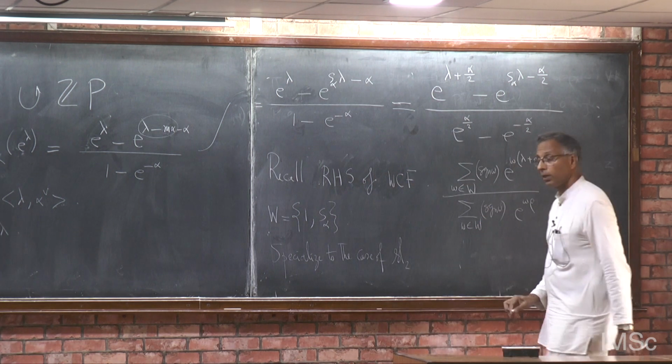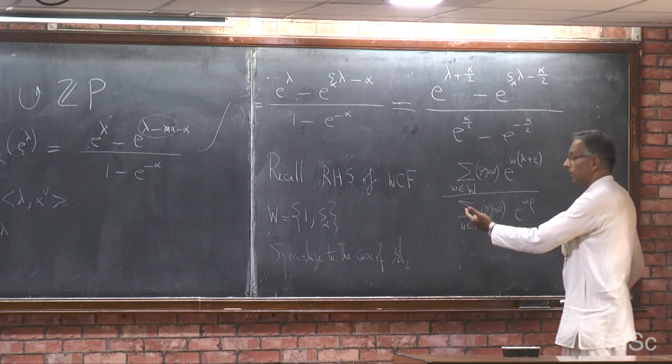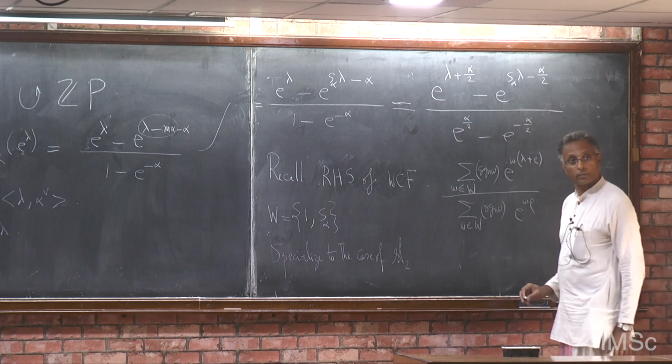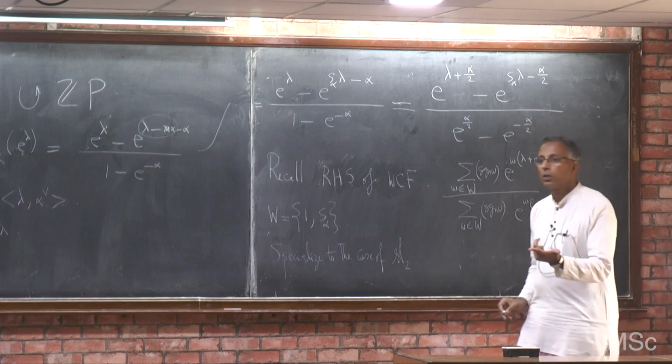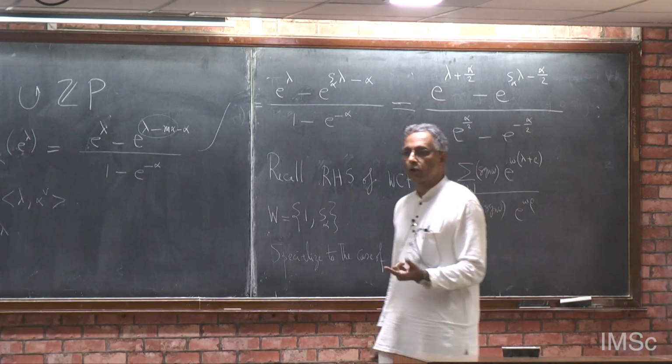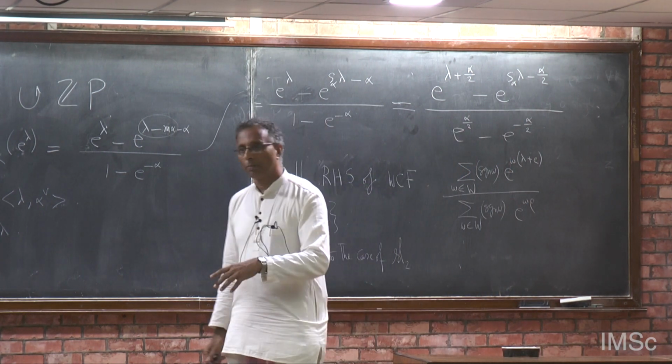Then what does this become? So there are only two elements. There is the identity element. Okay. What is rho? Rho is the sum of fundamental weights, or half the sum of the positive roots.